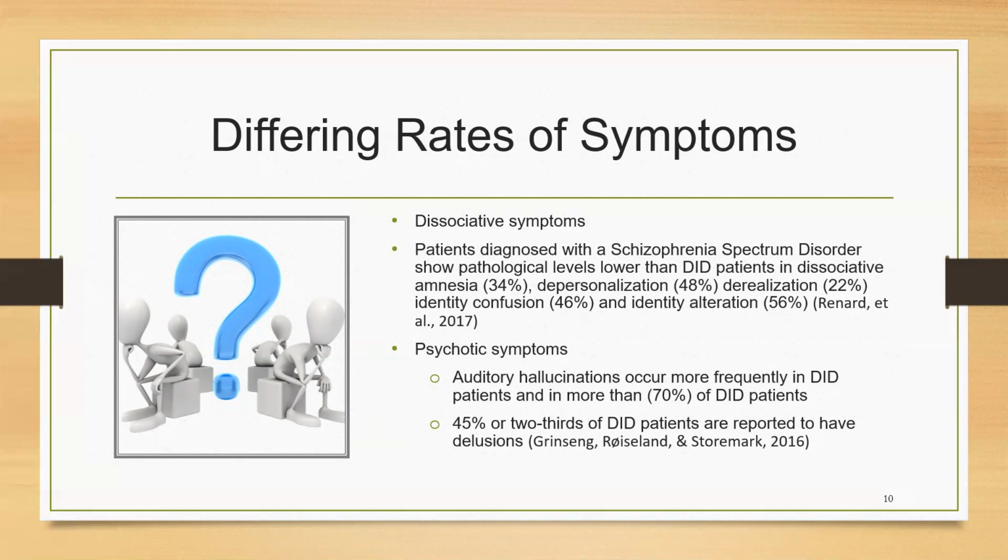just above. In terms of psychotic symptoms, auditory hallucinations actually occur more frequently in DID patients, in more than 70% of DID patients total. Two studies found that in one study 45%, and in the other study 2/3, of DID patients are reported to have delusions. Well, this is a significant amount in terms of schizophrenia patients, who have delusions as a common symptom. These odds do not stack up as comparable in terms of similar rate.